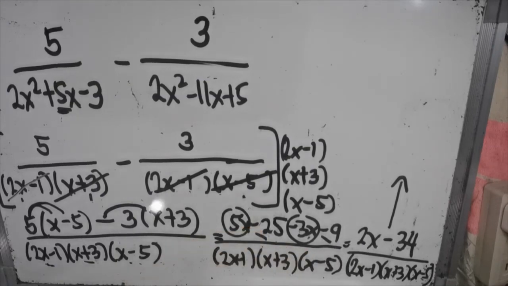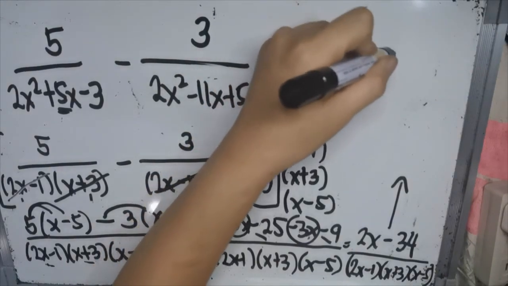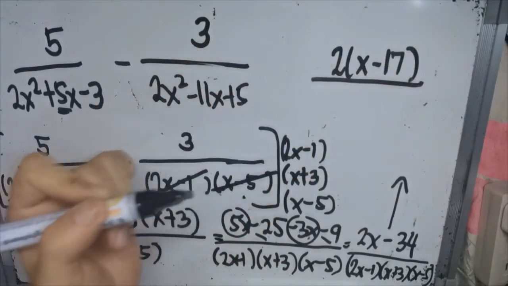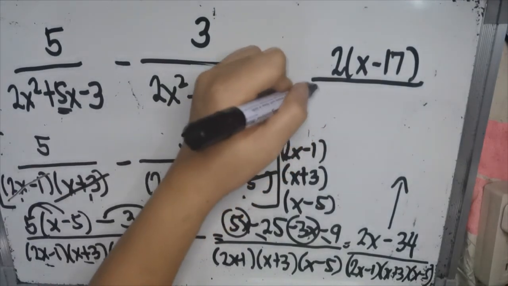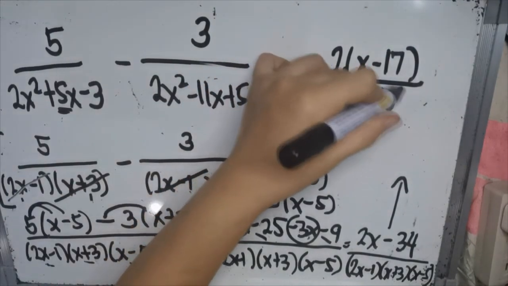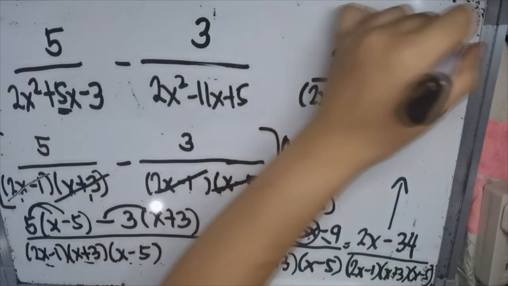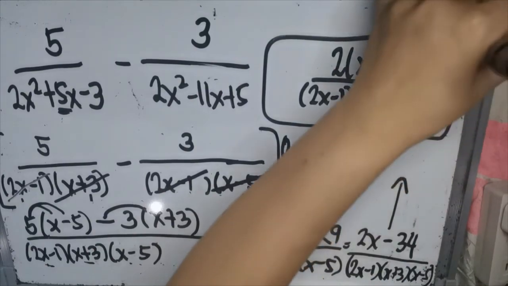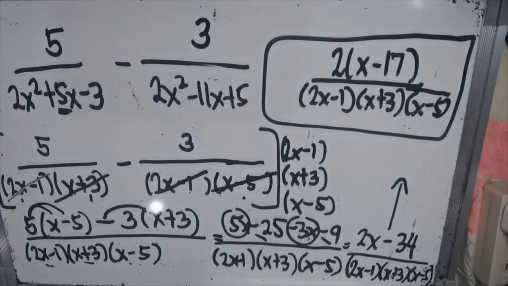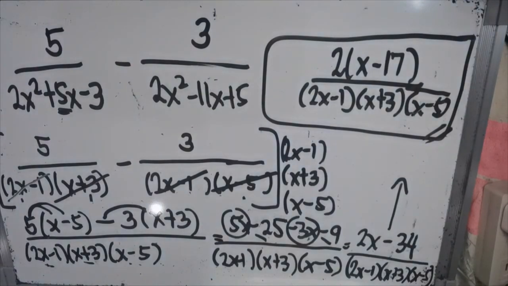So, let's factor this. So, we take out 2. That would be x minus 17. Right? 17 times 2 is 34. And then 2x minus 1, x plus 3, x minus 5. And since there is nothing left to cancel there, that would be our final answer. 2 times x minus 17 all over 2x minus 1, x plus 3, and x minus 5.